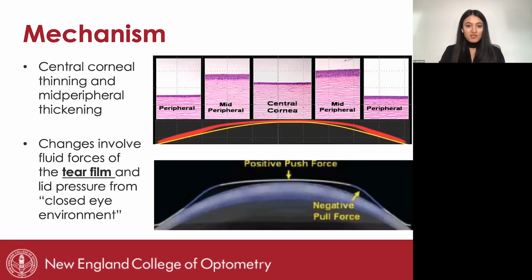Histologically speaking, this is kind of what we're seeing here. We're seeing the central cornea is thinning, and then your mid-peripheral cornea is thickening, is getting thicker, and the epithelial cells are really what is contributing to most of the change here rather than the stromal cells. And then from this photo here, it's really just highlighting that effectively a post-lens tear layer with a thickness differential is created that results in areas of positive pressure centrally, and then the negative pull force in the mid-periphery that's causing that steepening effect.